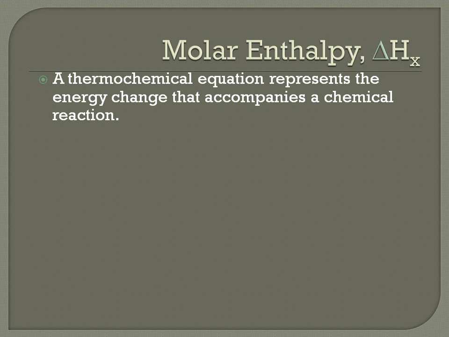I've got the H to represent enthalpy, and the little x is basically symbolizing the different types of enthalpy that we can look at, the different types of chemical reactions that we can measure the enthalpy of. So we'll talk about the little x in a few minutes. For right now, any thermochemical equation represents the energy change that accompanies a chemical reaction. Here's an example of hydrogen and oxygen combusting and making water, and when it does that, it releases 483.6 kilojoules of energy.